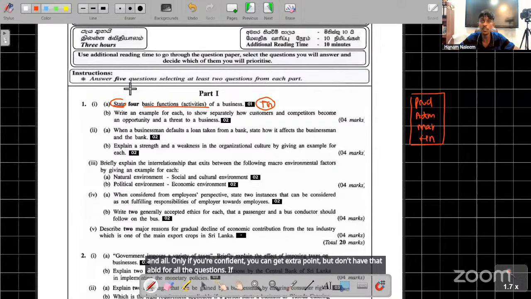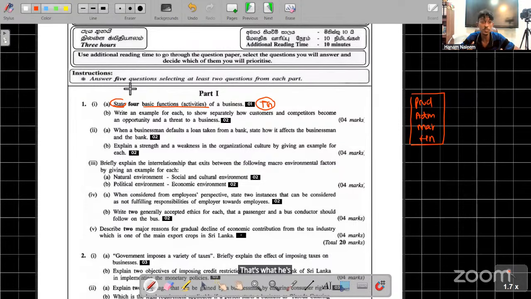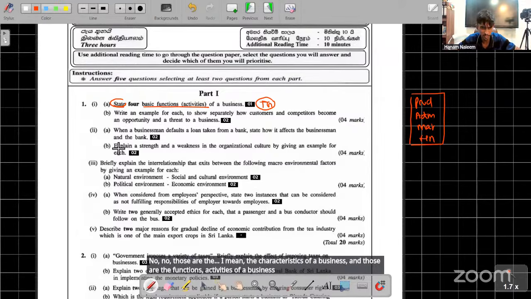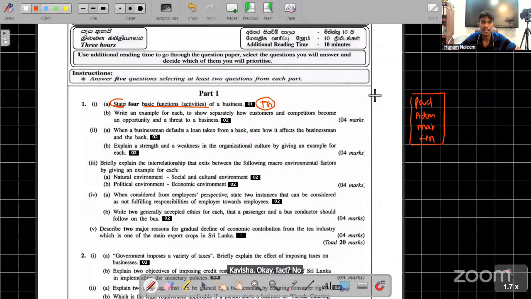If you do that, the examiner will think you don't have confidence in the answer, that you're writing a backup. So please don't do that. No, those are the characteristics of a business. Those are not the functions or activities of a business, if I'm not wrong. Okay, fine. No, they won't cut marks.